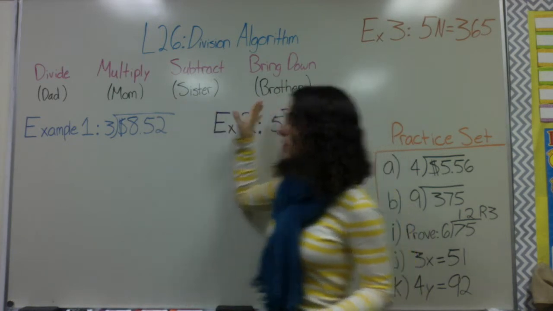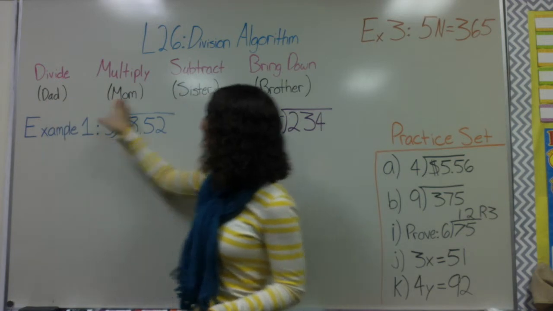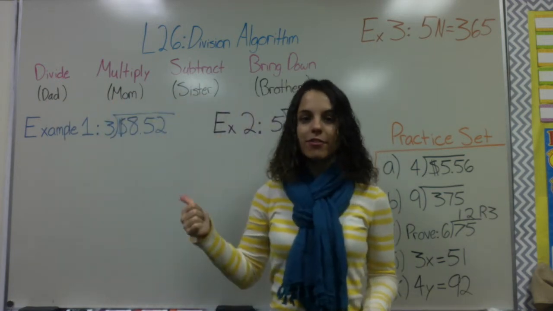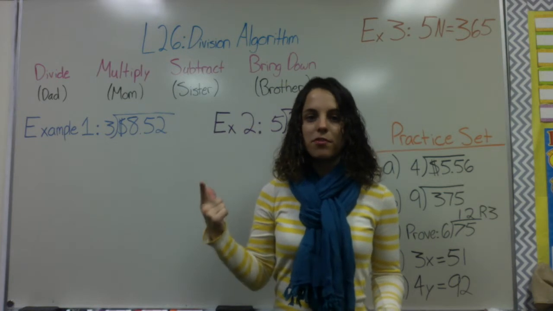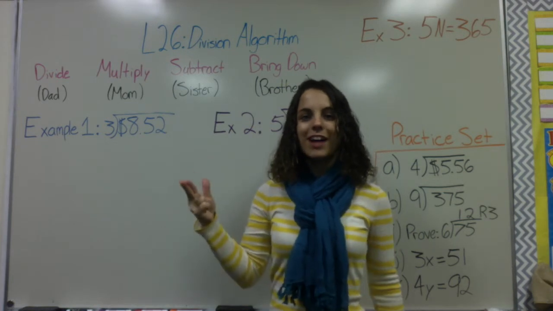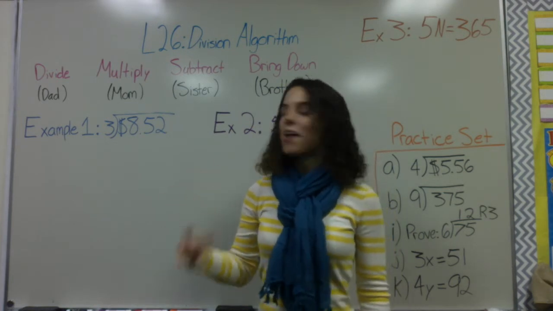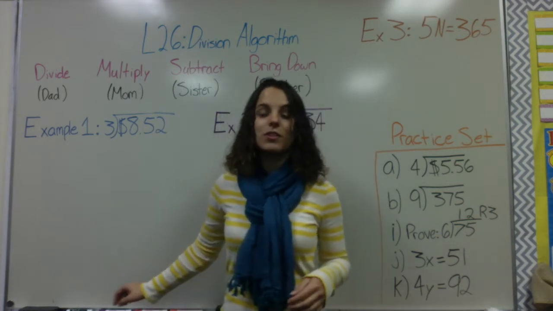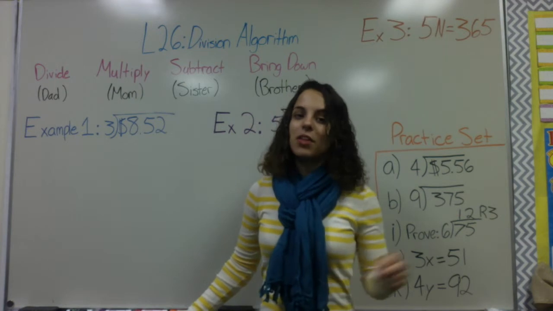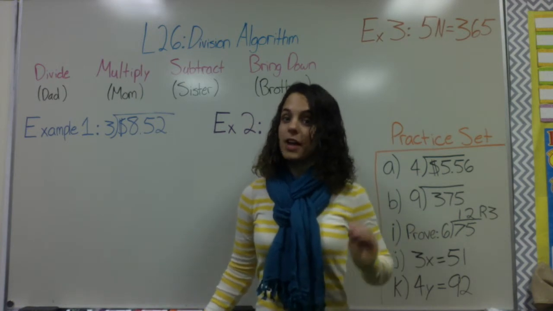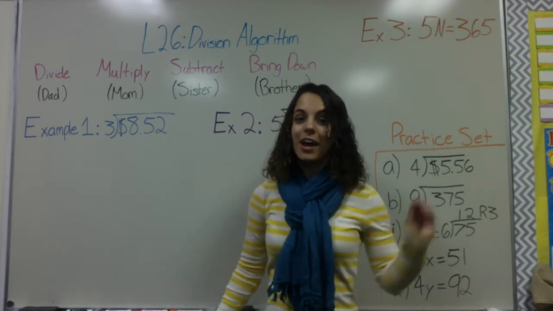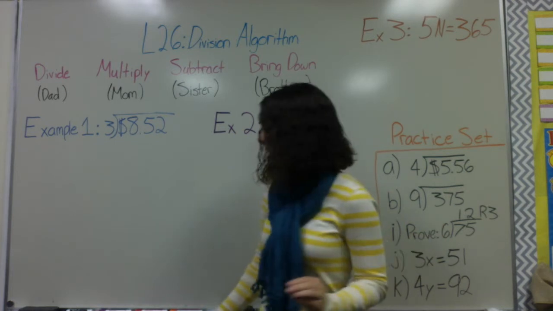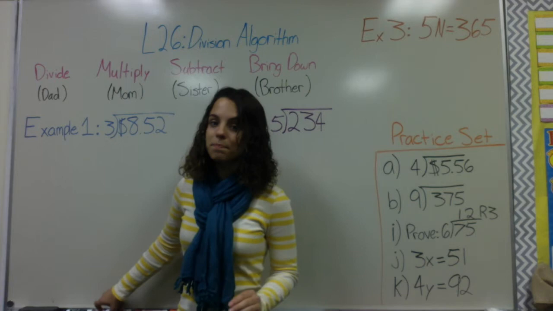So way to remember them, this is dad, mom, sister, brother. D for divide, M for multiply, S for subtract, and B for bring down. So I'm going to be going over those over and over again with all of you so that we have that down, so that whenever you're doing your long division, remember dad, mom, sister, brother. And that way you'll be able to remember all the steps that you need to keep doing over and over again. They always repeat themselves.